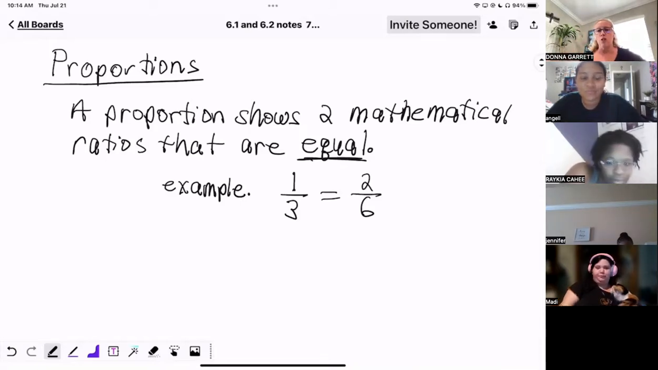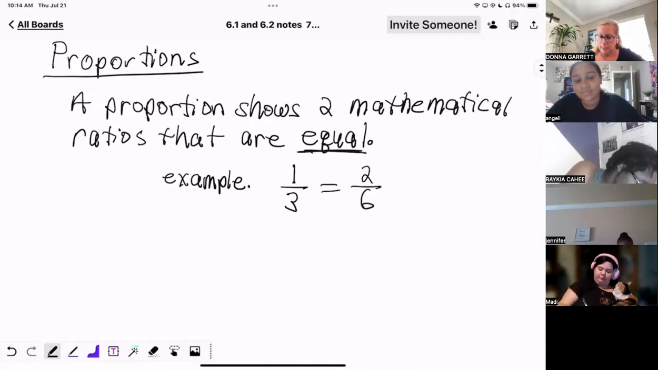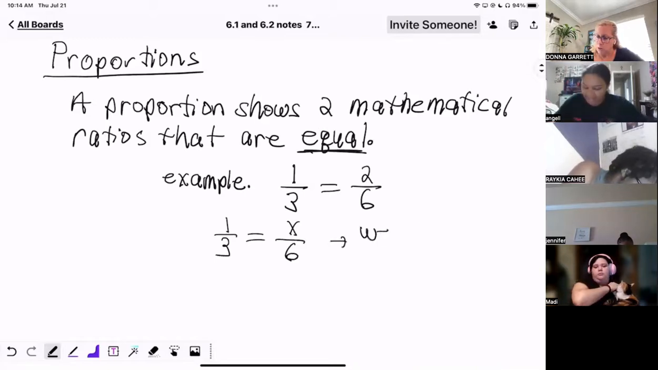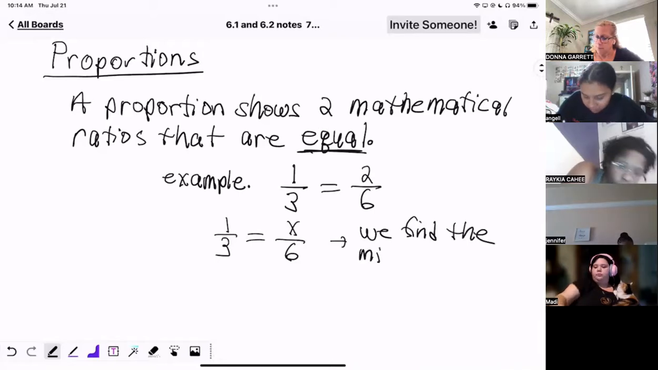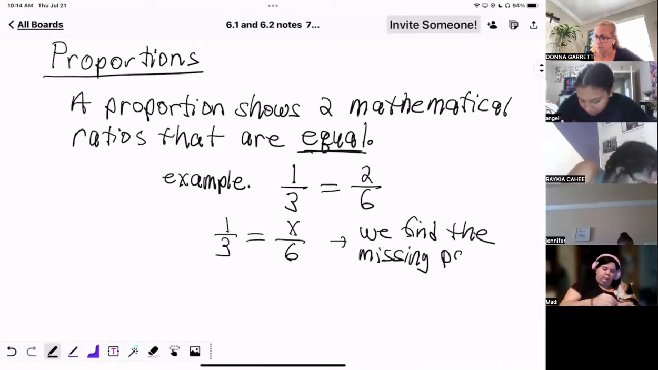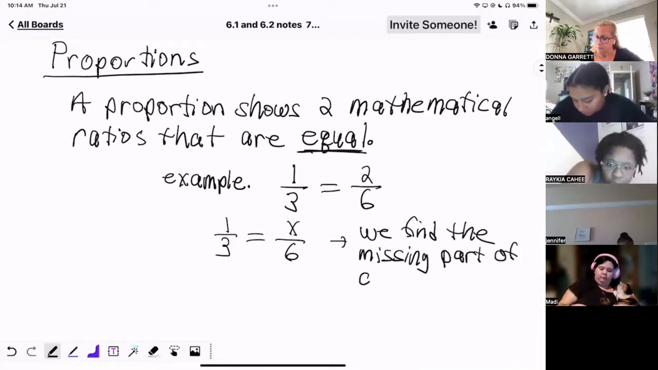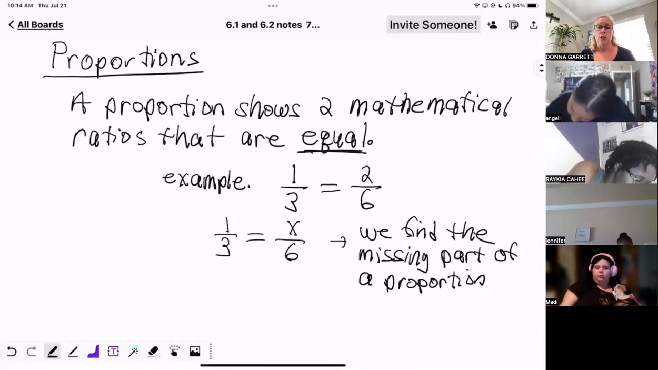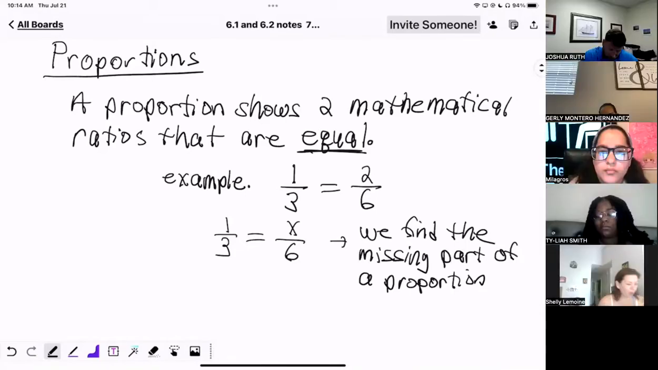Okay, so one thing with proportions, normally you'll be given something like this, and you have to find the missing part of the proportion. So usually we are going to find the missing part of a proportion. And that's what we're going to do next. We're going to have a proportion, two ratios that are equal to each other, but we have to find one of the parts.